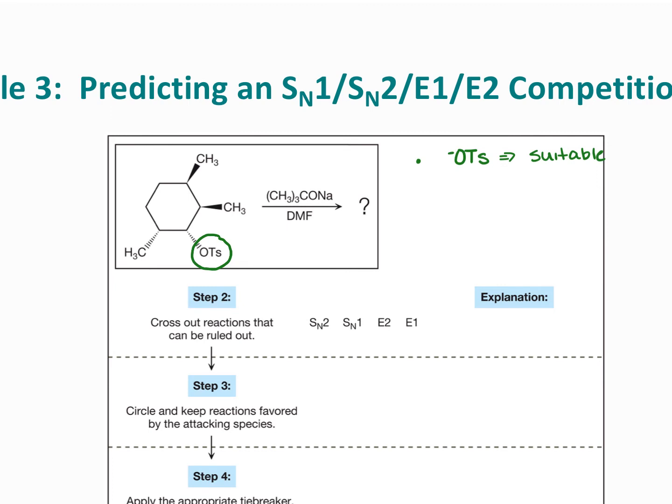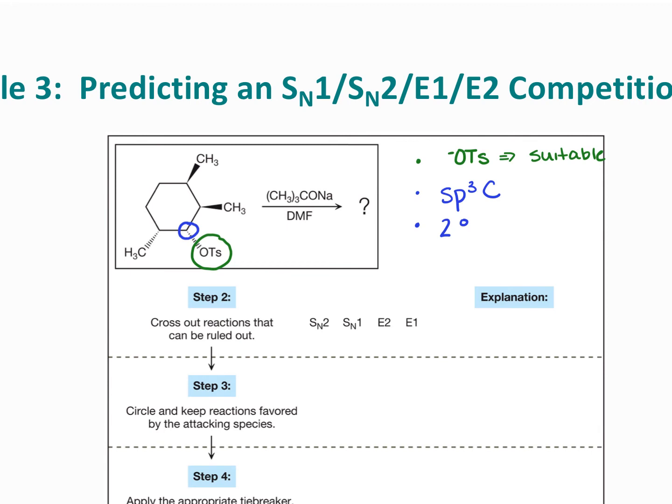The next thing we need to do is look at the carbon that it's attached to. The carbon that it's attached to does not have any charges. It doesn't have any double bonds or triple bonds. And so we know that is an sp3 carbon. We can also look at this and see that it is a secondary carbon. Always like to go ahead and do that here, okay.